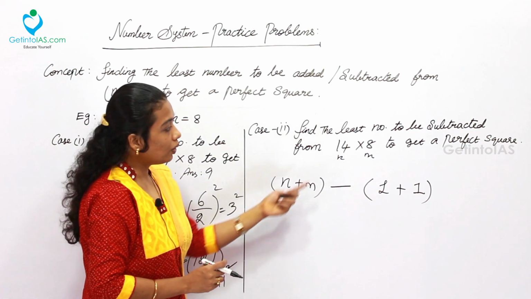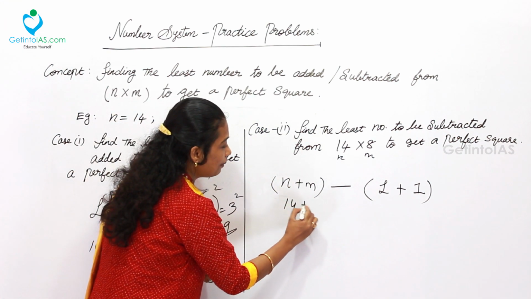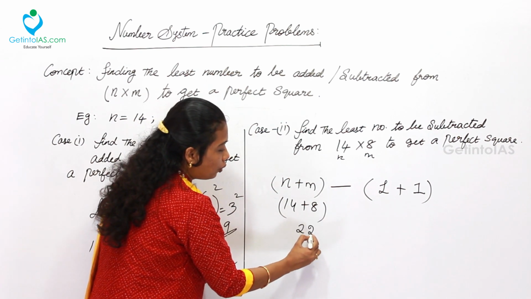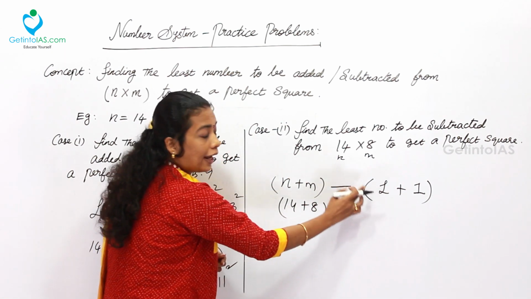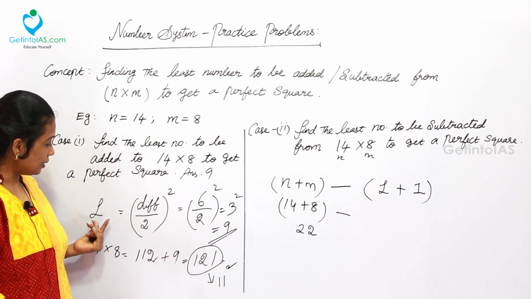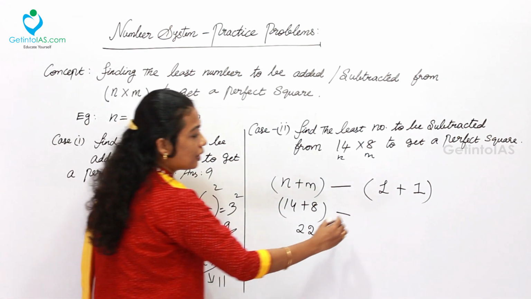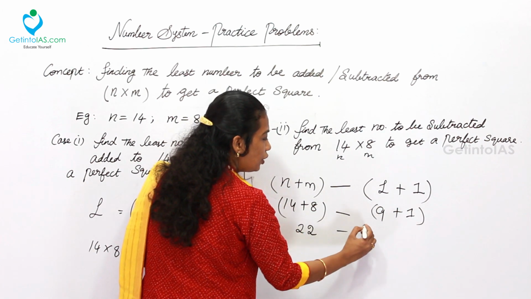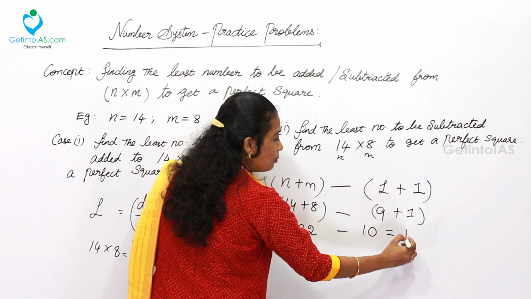So let's do that. What is n plus m? 14 plus 8 is simply 22, minus (L plus 1). L means what we have got in the addition case. L is 9 here. So we can simply substitute 9. 9 plus 1 is 10. So 22 minus 10 is simply 12.